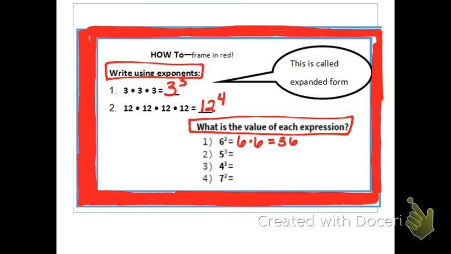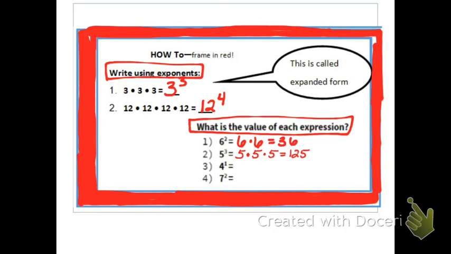All right, how about 5 to the third power? How many 5s are we going to write? 3. So 5 times, and you know that dot means multiply. You learned that already, right? Okay, good. 5 times 5 times 5. 5 times 5 is 25. 25 times 5 is, anybody know? Excellent. You knew it. It's 125.